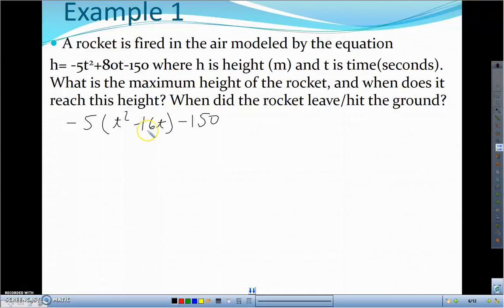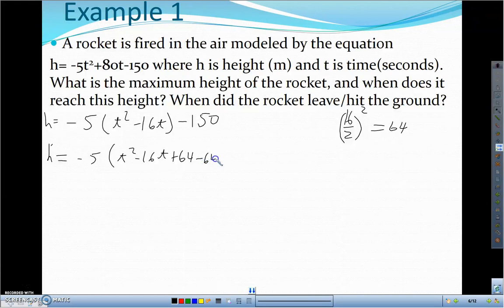From here I need to take half of 16 and square it. So 16 over 2 squared is the number that we're going to add and subtract. Half of 16 is 8, and 8 squared is 64. So we're going to add and subtract 64 inside of the brackets. Technically I should be putting h equals negative 5, t squared minus 16t plus 64 minus 64. It's always going to be plus first.